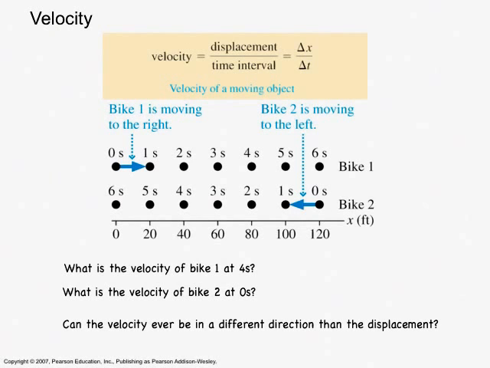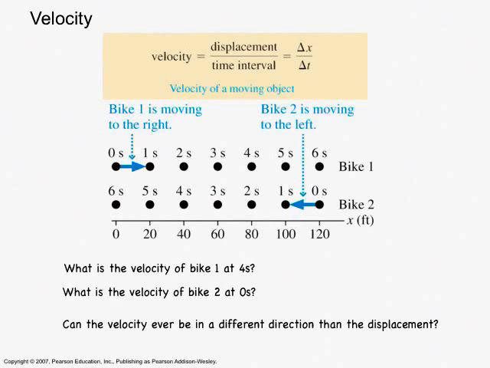Can the velocity ever be in a different direction than the displacement? Well, the direction of the velocity comes from the displacement. The displacement, final minus initial, gives us the magnitude, the amount of the speed, and the direction of the displacement gives us the direction of the velocity. It's impossible to have a displacement going to the east, yet your velocity or your motion would be going to the west. That would simply be nonsensical.